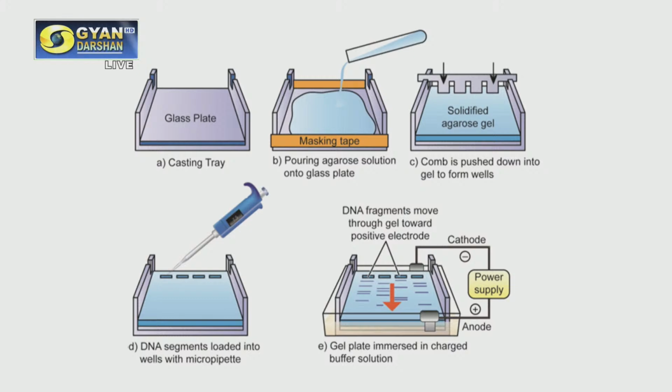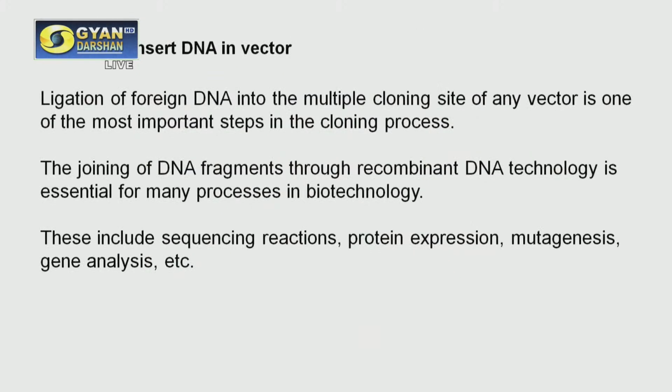So we now move to the next experiment, that is ligation of insert DNA in the vector, the second experiment for today's discussion. What is meant by ligation? Ligation means joining. Now once that you have digested the plasmid DNA and once you have digested the foreign DNA fragment also, you need to join them. And for that joining, you need one enzyme which is called DNA ligase. Now again, this is an enzyme.